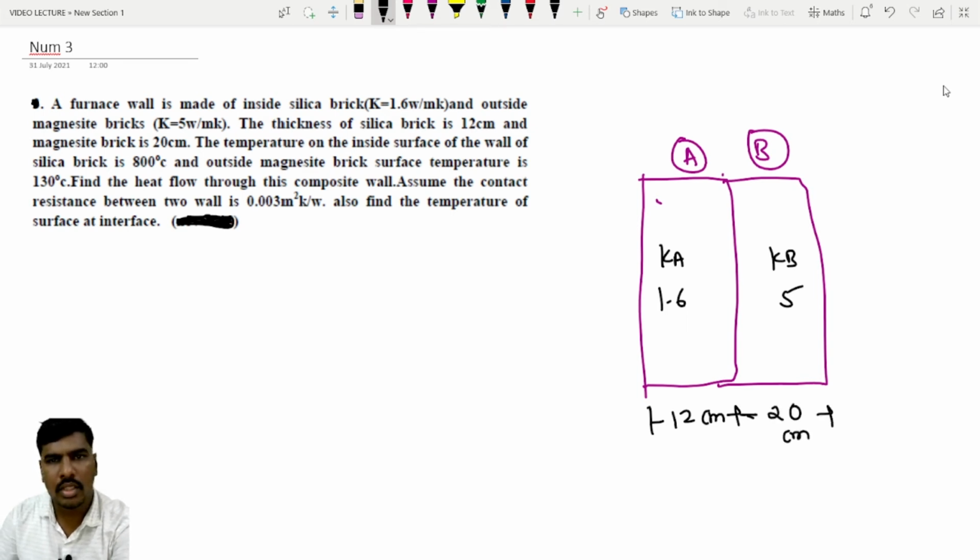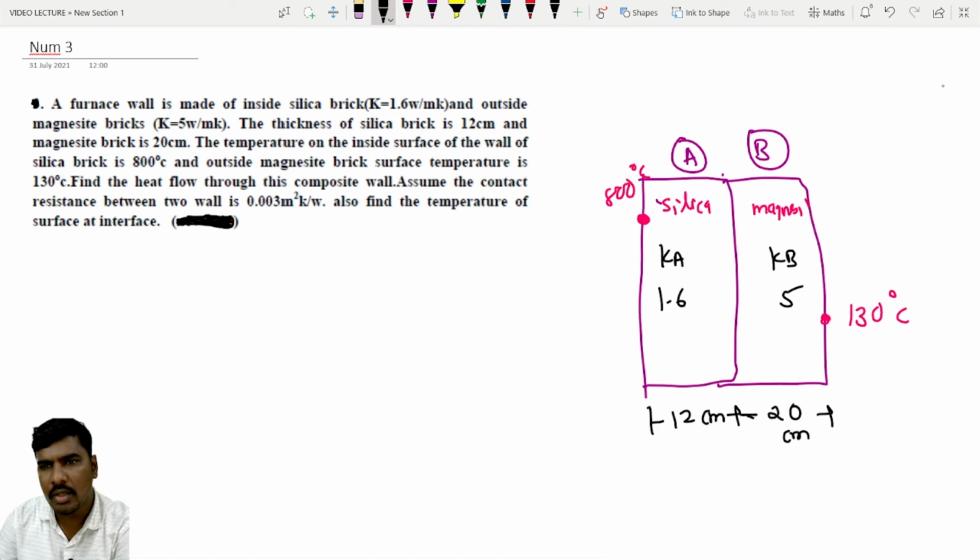The temperature on the inside surface of the wall of silica brick is 800 degrees Celsius. Here it is a silica brick and this is a magnesite brick. So the inside temperature on silica brick is 800 degrees Celsius, and the outside magnesite brick surface temperature is 130 degrees Celsius. Find the heat flow through this composite wall. Assume the contact resistance between the two walls is 0.003 meter square Kelvin per watt.